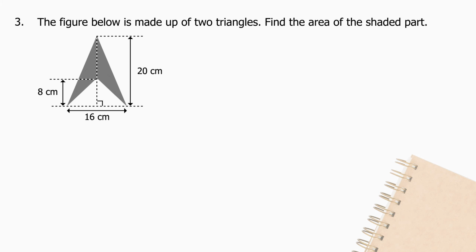Question 3. The figure below is made up of 2 triangles. Find the area of the shaded part.